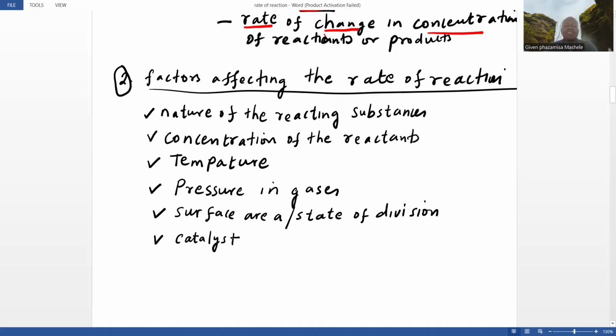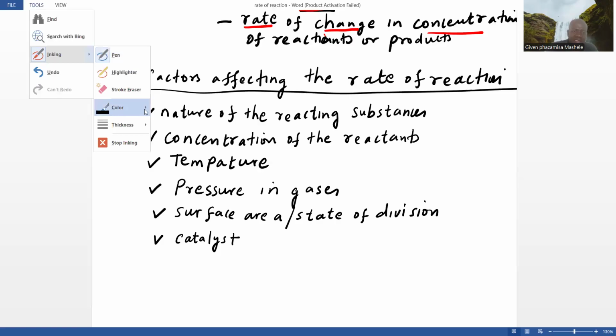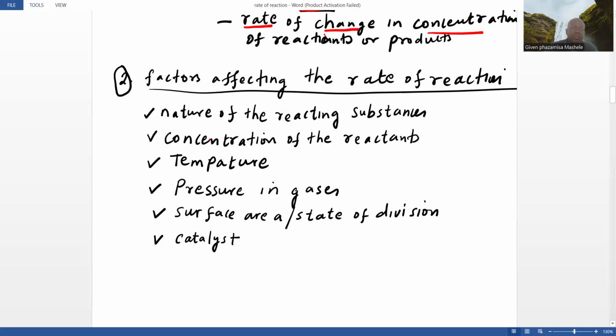So there are 6 factors that are actually affecting the rate of reaction. However, the most important ones are the concentration, temperature, pressure in gases, surface area or the state of division, and a catalyst. These are the factors that are actually affecting the rate of reaction. So it's very important for you to be able to know them. You must be able to know them.